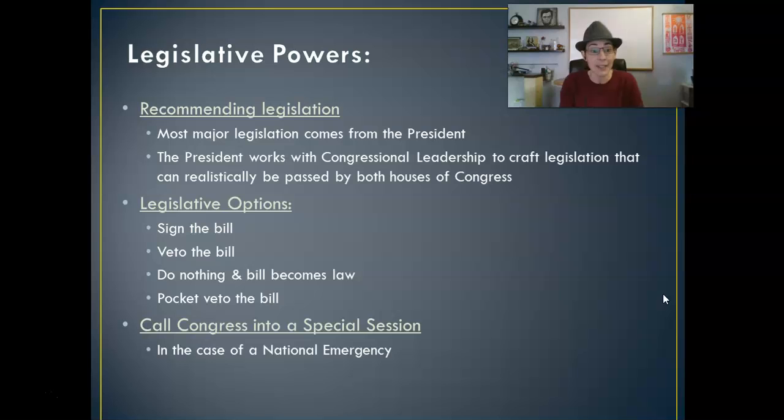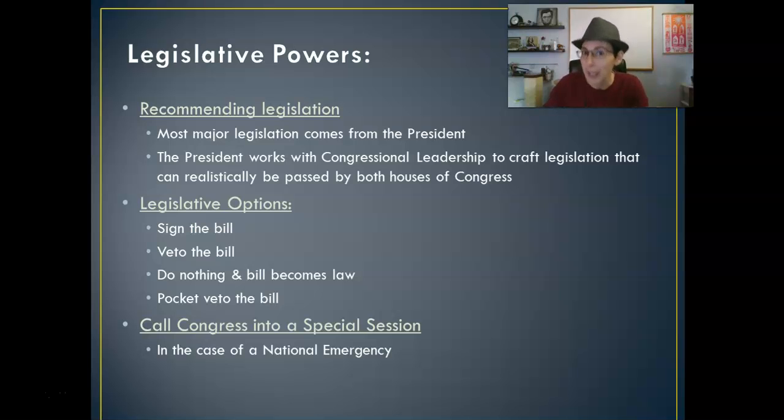Legislative powers. The president has the power to recommend legislation, okay? Most major legislation in this day and age does come from the president, but Congress still has to tweak it and fiddle with it, and it has to be approved by Congress. Just because the president says this is a good idea doesn't mean it actually happens. The president has to work with congressional leadership to create this legislation that actually can get through both houses of Congress. You've got a lot of masters to satisfy here. So just because the president proposes something doesn't mean it's going to become law.